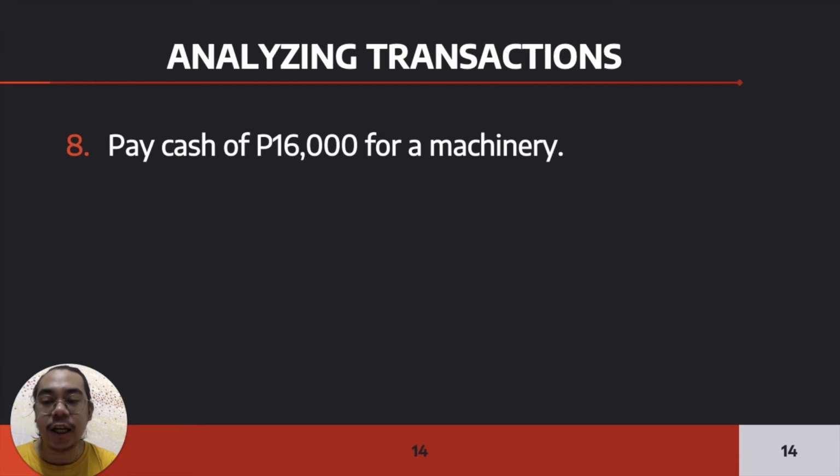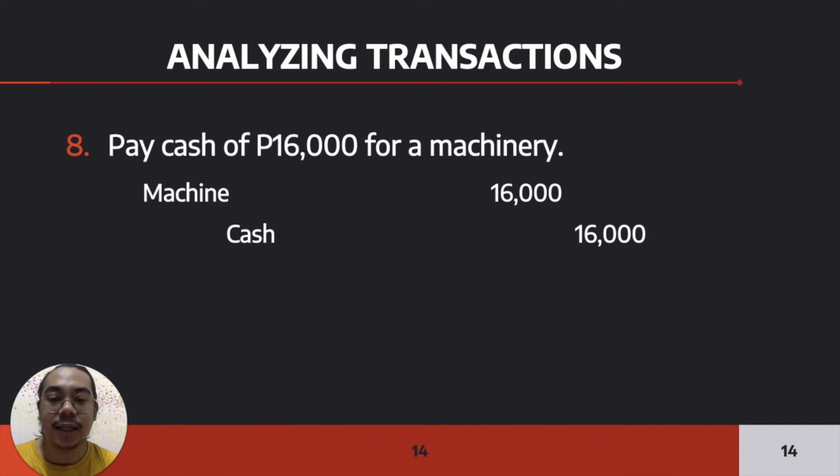At ang last transaction natin ay pay cash of 16,000 for a machinery. Bumili ka ng machine, binayad mo cash. So, nadagdagan yung asset mo na machine, pero nabawasan din yung asset mo na cash. Kaya ang entry natin ay debit machine, 16,000, pero credit cash, 16,000. So, yun. Doon natin maa-apply ang ating concept ng debit at credit. So, I hope na gets nyo yung ating discussion ng debit at credit.